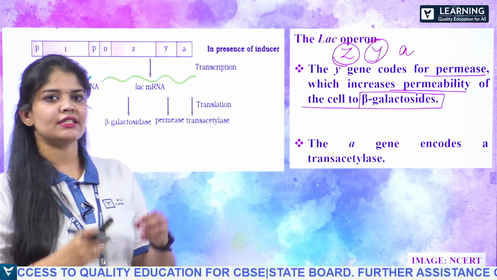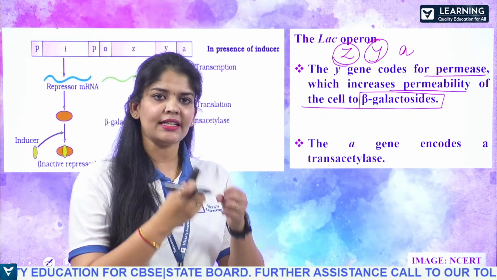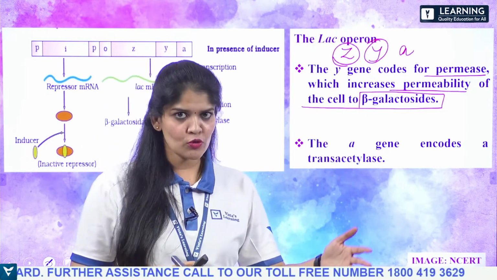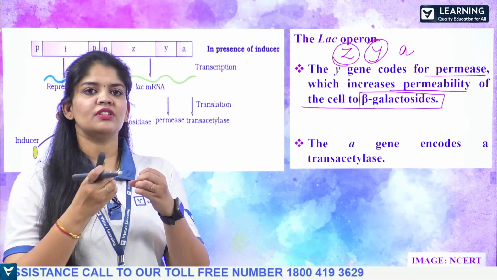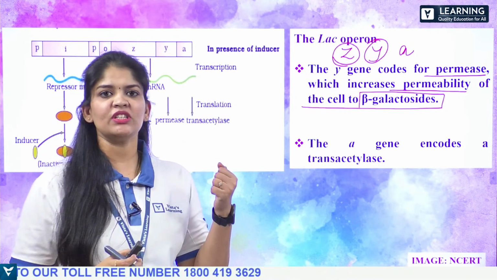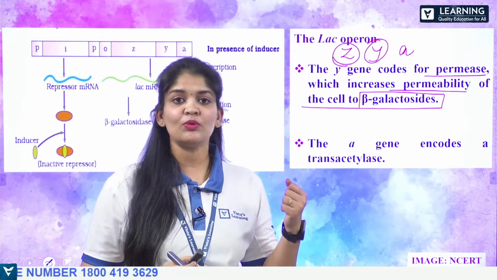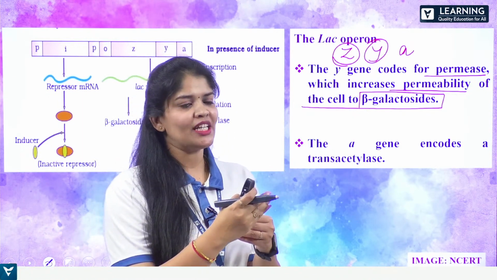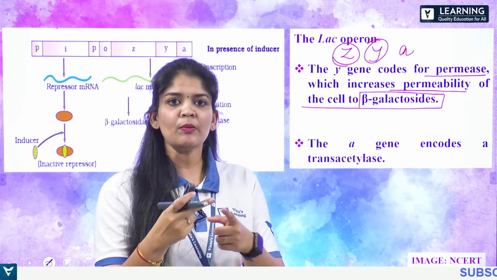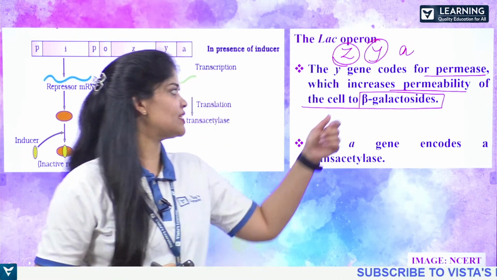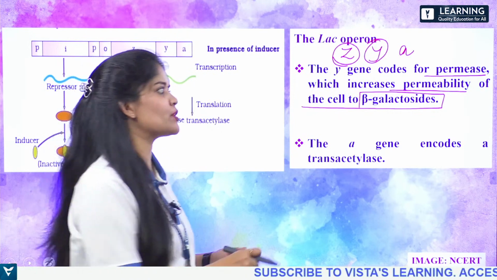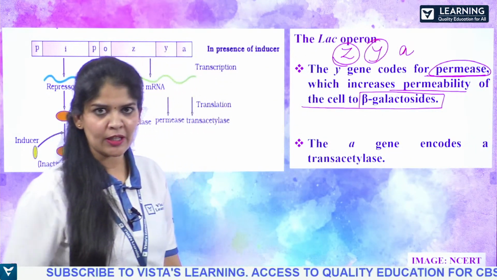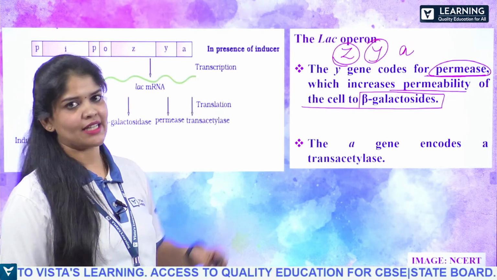This beta galactosidase has to enter into the cell such that it can work on the lactose, make the breakdown of the lactose into galactose and glucose. To proceed with this reaction, the beta galactosidase has to get its entry into the cell, and that permeability of the cell towards the beta galactosidase is increased by the presence of an enzyme, and that is called permease. Permease gives the permeability of the cell for beta galactosidase.